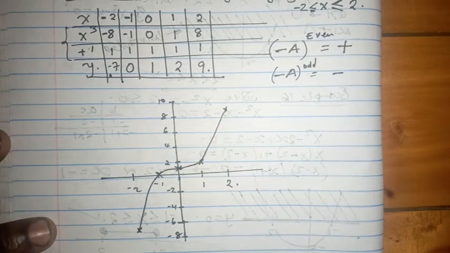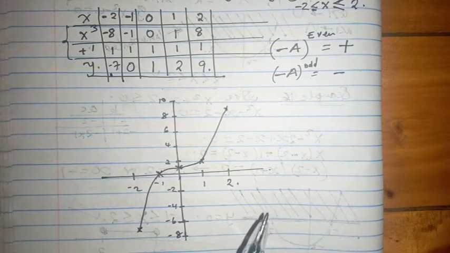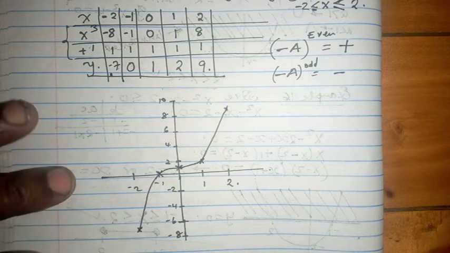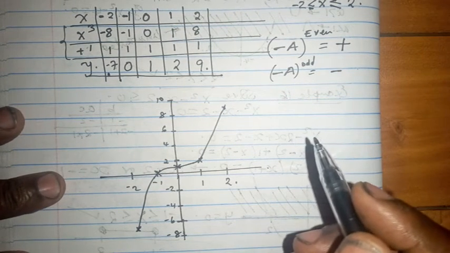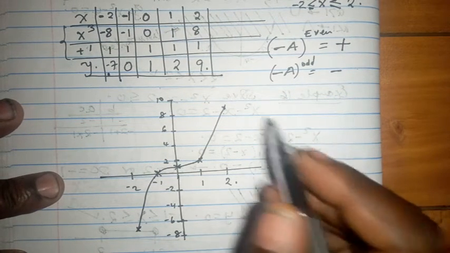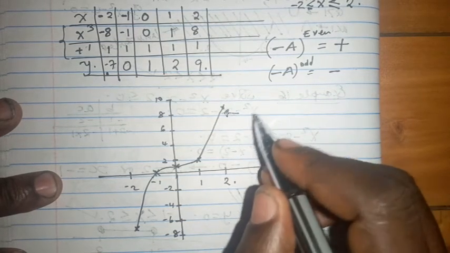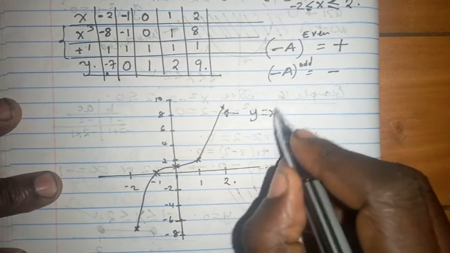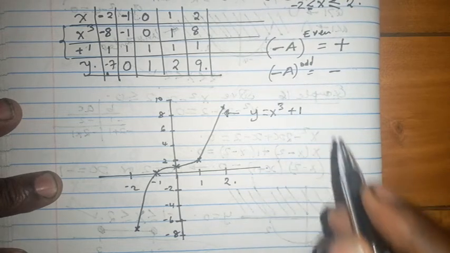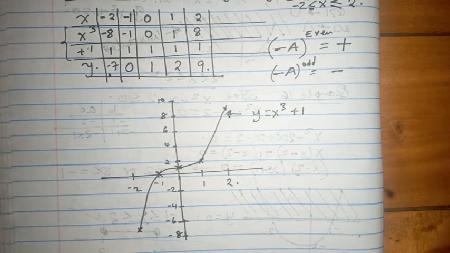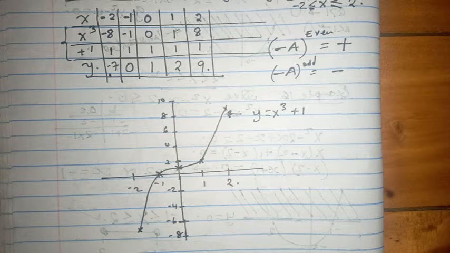The curve should always be drawn freehand, and every time you draw your graph, it is important that you name your graph and call it y equals x cubed plus 1. That is just what we call plotting graphs of cubic functions.